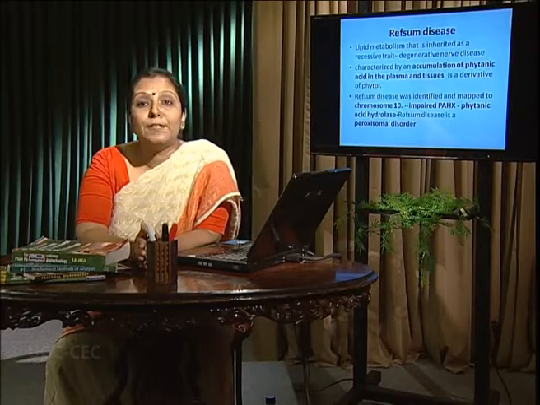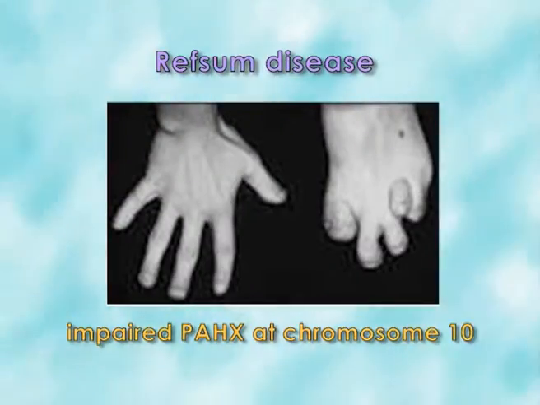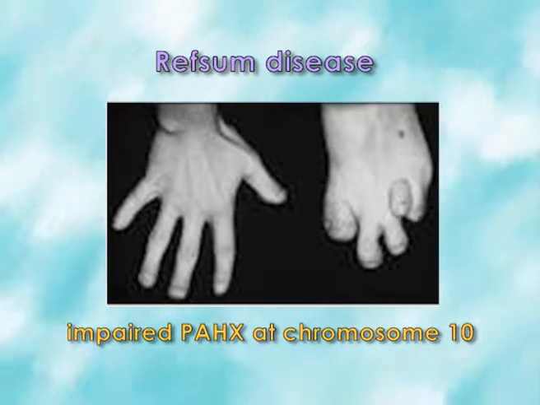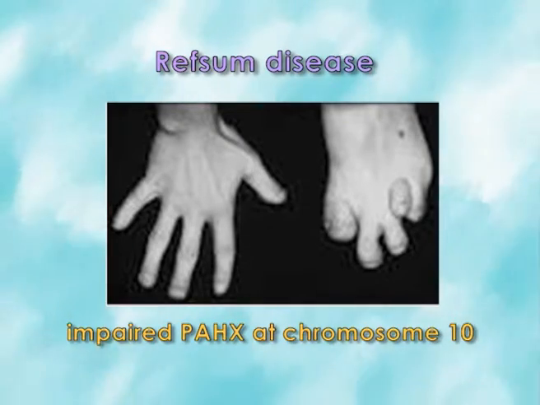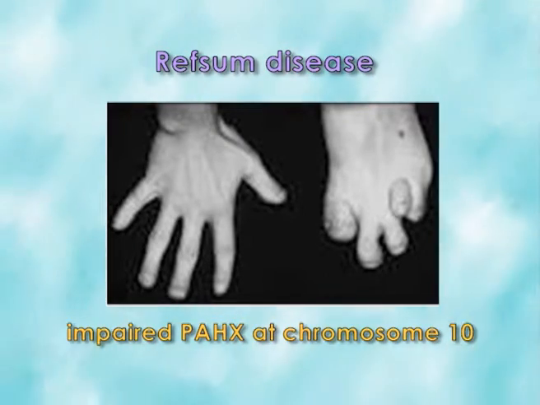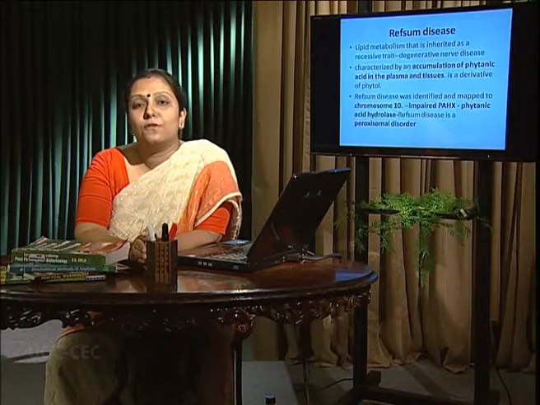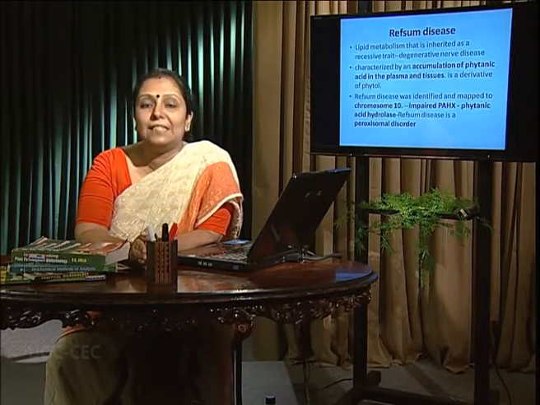Next one, Refsum disease. This Refsum disease is related to phytanic acid metabolism. So phytanic acid hydroxylase is getting mutated. So anyhow, PTS2, the signal to send them towards the peroxisome, is getting mutated. So phytanic acids are getting accumulated within the serum and blood.